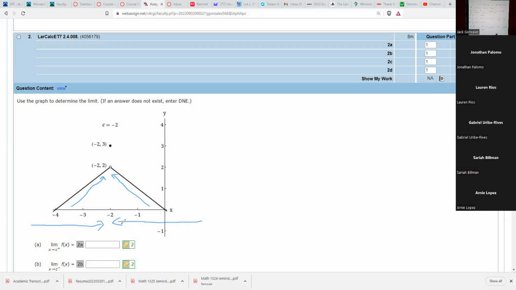As I plug these in, I'm getting closer and closer to this y value. Does that make sense? So from the right side, the y's are going to 2. As I get closer and closer to -2, the y's are going to 2. As I approach from the left, they're also going to 2. That's why these are 2. And if these are the same, then that means the limit exists. If they are the same, then the limit is 2.